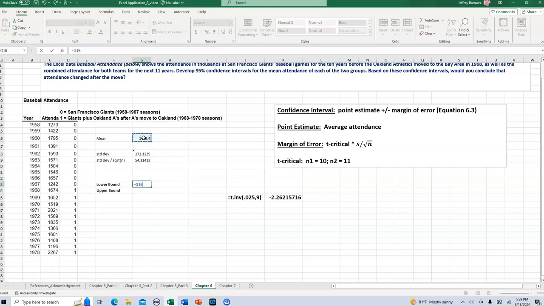So the lower bound here is going to be the mean minus, I'm just going to use 2.26, 2.26 times the sample standard deviation divided by the square root of the sample size. And so the lower bound is going to be about 1.378 million. And then the upper bound is going to be the average plus 2.26 times the sample standard deviation divided by the square root of the sample size. So about 1.62 million.